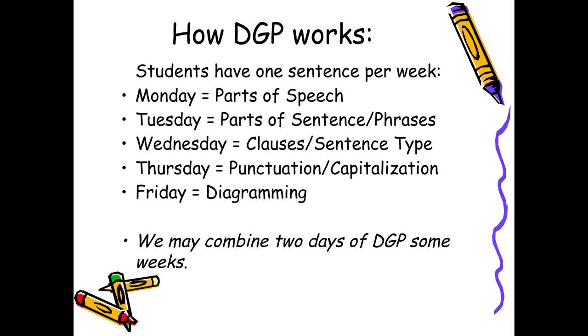Now, sometimes school might only be 4 days or 3 days a week because we have a holiday or something. So there may be days where we combine 2 of the days of DGP, okay? For instance, Wednesday and Thursday are short days. So if we have a short week, we might do Monday on a Tuesday, do Tuesday on a Wednesday, and then Thursday, combine Wednesday and Thursday together, and Friday do the diagramming. This also could be if we don't have school on a Friday, we could do Monday on Monday, Tuesday, and on Wednesday do Thursday and Friday.